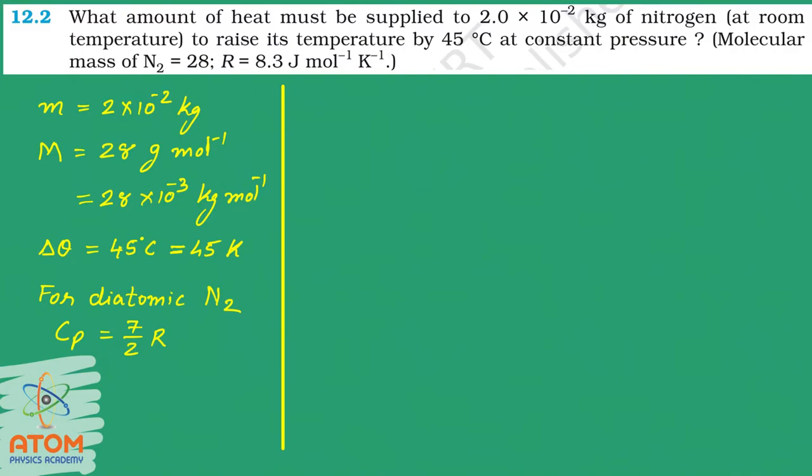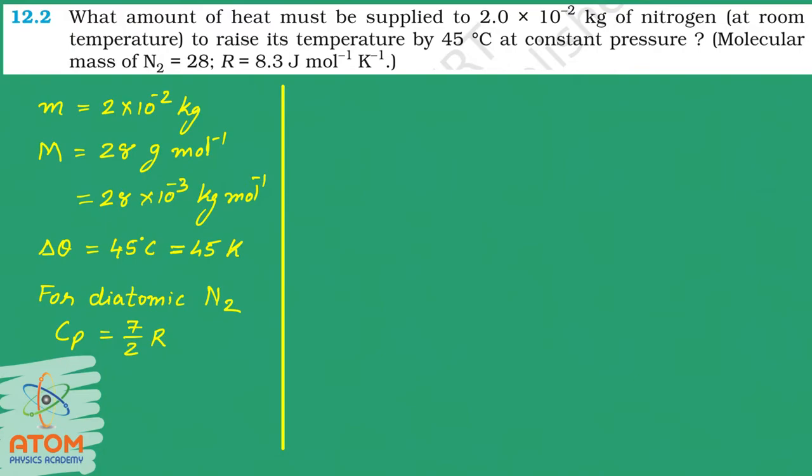Now there is one important value which is required, that is Cp. Cp is molar specific heat at constant pressure for nitrogen. Now in the next chapter, that means in chapter 13, kinetic theory of gases, you will learn that for diatomic molecules like nitrogen, Cp is 7 by 2 R. I repeat, for all diatomic molecules, Cp is 7 by 2 R.